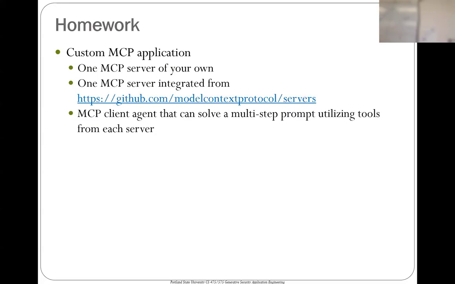Then I want you to go and look for a reference implementation of one of these, and add that to your MCP server selection. Then I want you to have an agent that can do a multi-step prompt that utilizes tools from not only your own MCP server, but also the one that you've integrated. So one is someone else's MCP server that you integrate, and the other is something of your own. The idea is to build an agent that uses both of them to solve a problem, so hopefully you pick two things that are related. Then you have experience doing both parts of MCP development.